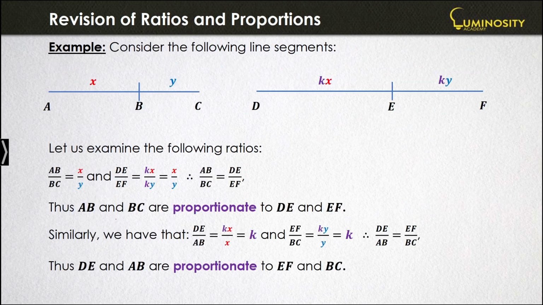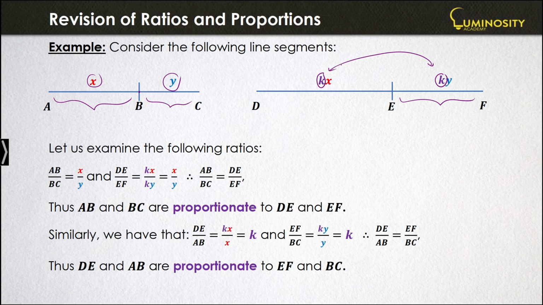So let's have a look at this example. Consider the following line segments. So line AC, and then there's a point B that cuts the line AC. If we let the length of AB equal X and the length of BC equal Y, then we take another line and scale this length AB by some factor K. It could either increase or decrease the length. And we do the same thing for BC. We multiply it by that same factor K and either shrink or increase. In this case, it looks like the line is increased.